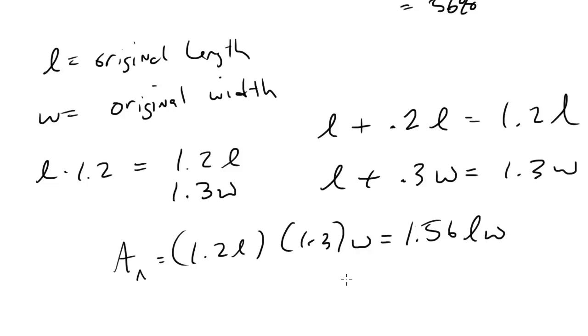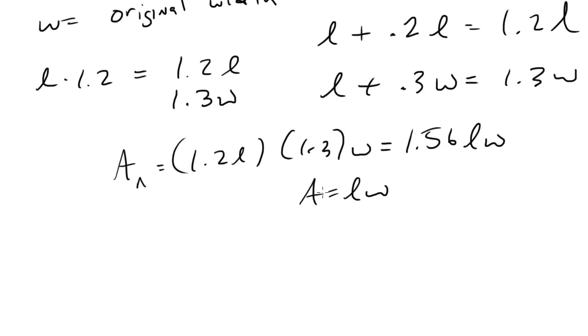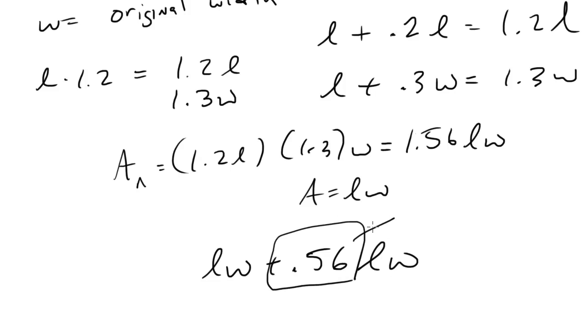Equals 1.56. So what does this mean? 1.56 LW. Well, the original area was LW, which means this has gone up by that 0.56 as we saw in the last one, the 56%. So you could see this as, well, this is the same thing as LW plus 0.56 LW, and there is your percentage increase. So again, the answer is 56%.